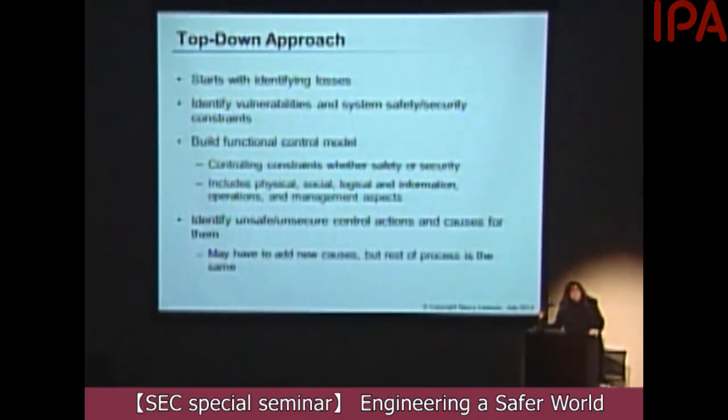This is a top-down system engineering approach instead to security. It starts with identifying the losses that we're trying to prevent, identifying the vulnerabilities and the system safety and security constraints, because we can think about security as constraints too, and building that same functional control model. We're controlling constraints, whether those constraints are safety constraints or security constraints. It includes the physical, social, logical, and information operations and management aspects of systems. Too much of our security work never looks at management and social systems, and it just focuses on the low-level technical. And then we identify the unsafe or unsecure control actions and the causes for them using STPA. We may have to add in some new causes, but the rest of the process is the same.